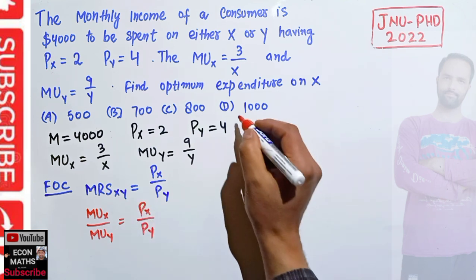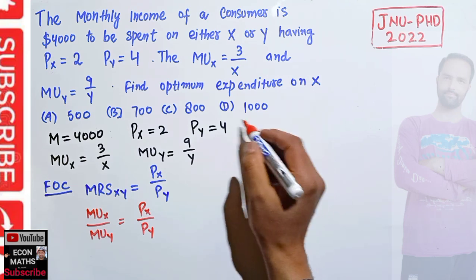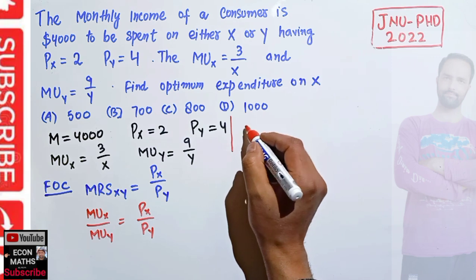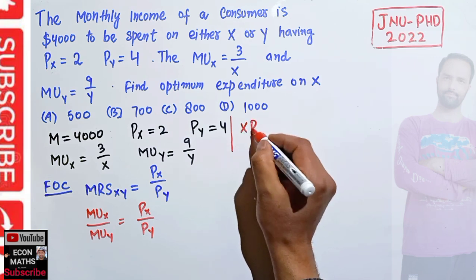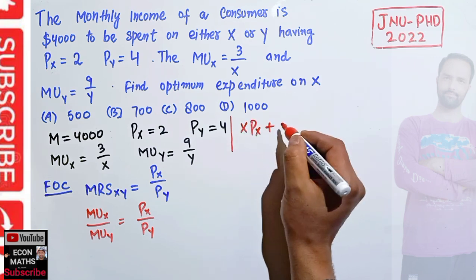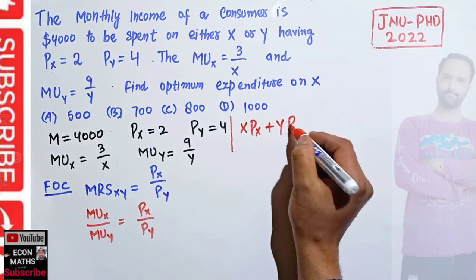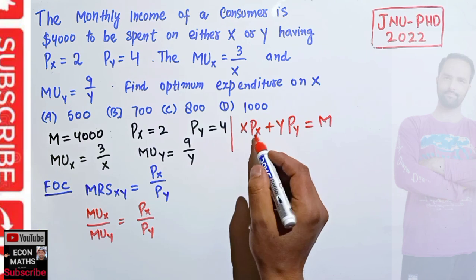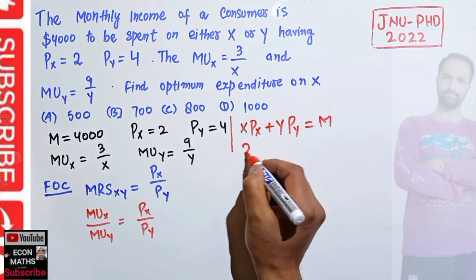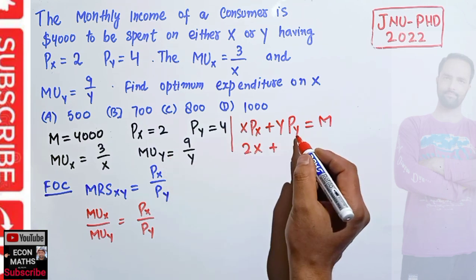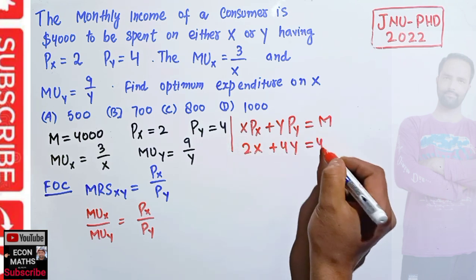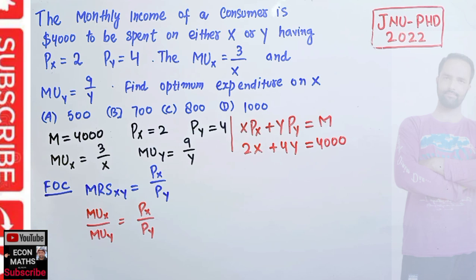Okay. Also we need to construct the budget constraint. What will be the budget constraint? Simply that will be X into price of X plus Y into price of good Y should be equal to the total income, and price of X is given 2, so we can write 2X plus price of Y is 4, we can write 4Y should be equal to $4,000.